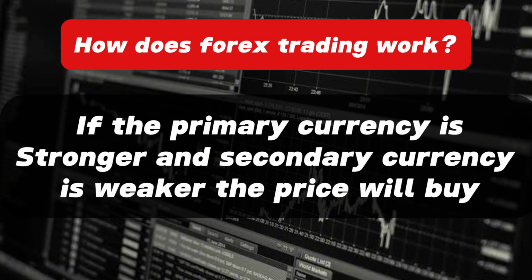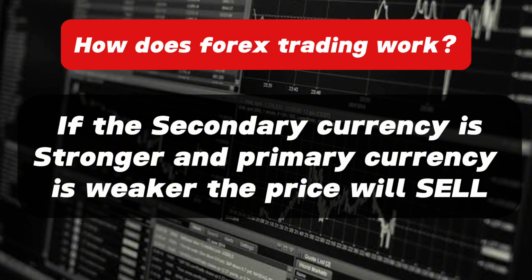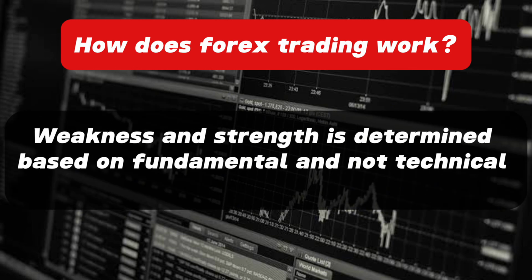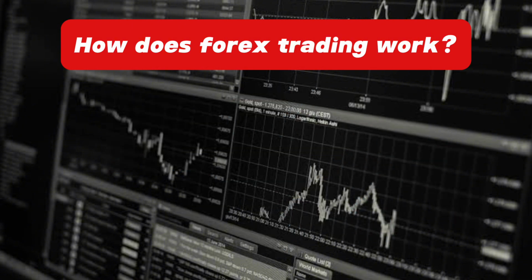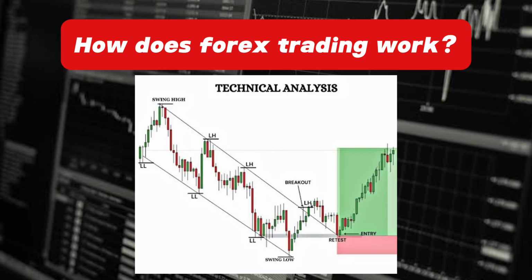If the secondary currency is weaker than the primary currency, the price will buy, which invariably implies that if the secondary currency is stronger than the primary currency, price will sell. Weakness and strength are determined based on fundamentals and not technicals. Fundamental involves news and economic factors, while technical is when we are looking at the charts based on past data to determine future data. So in other words, you need both technical and fundamental analysis.